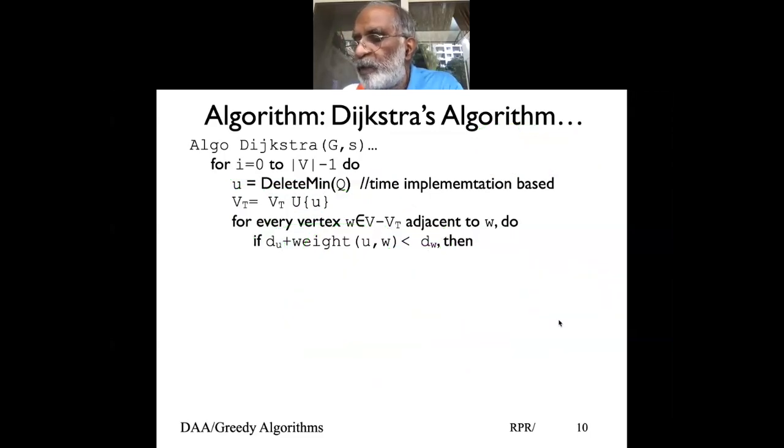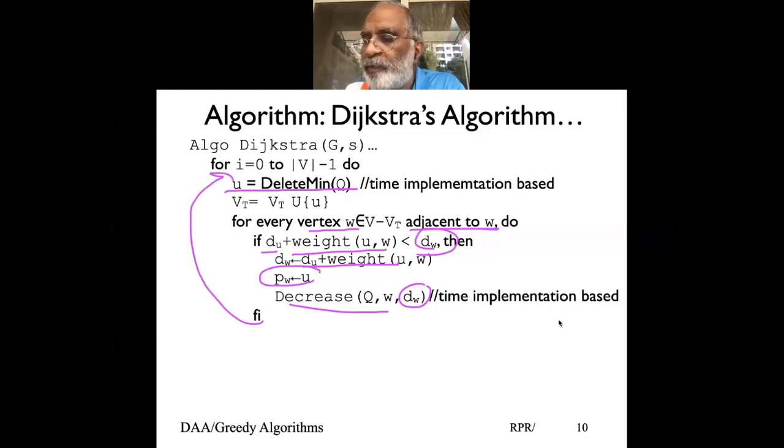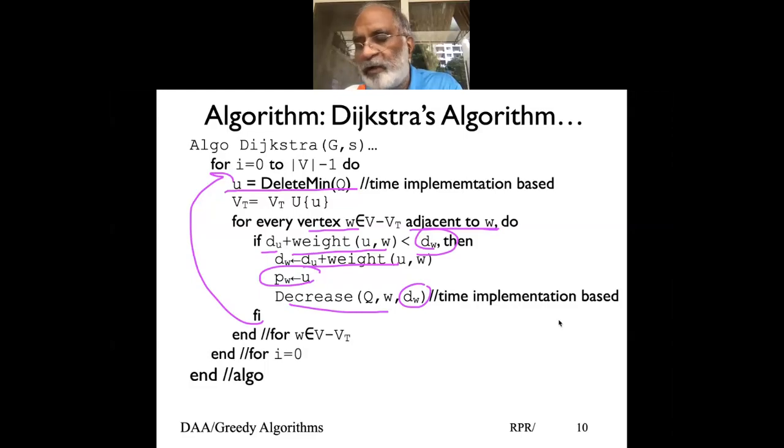So once you pick a node with minimum weight, we find all the edges adjacent to w, such that if the current weight of u plus edge cost is less than the current weight of w, then update that weight, define the predecessor as u, and decrease the weight in the queue, so that when I come to the loop again, I'll basically pick up the minimum vertex. And that is what the basic algorithm is.